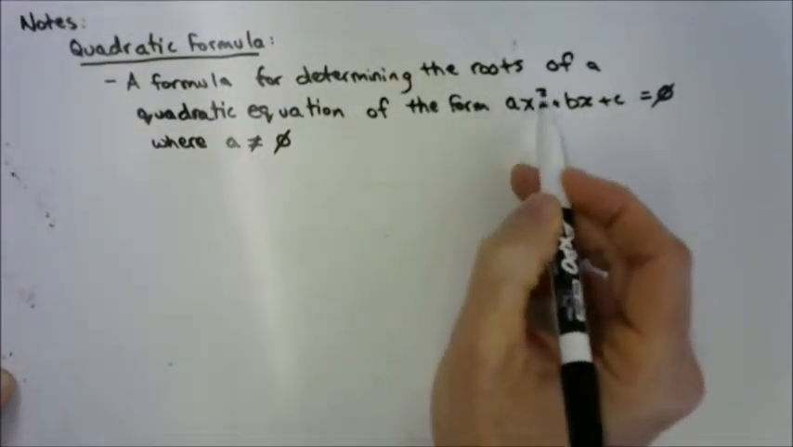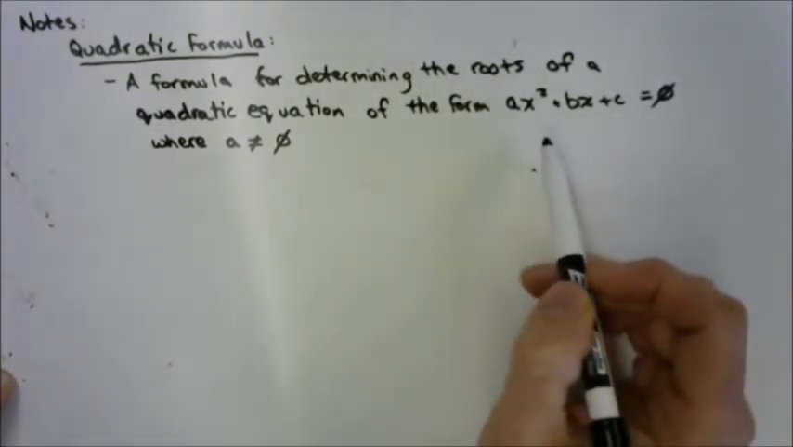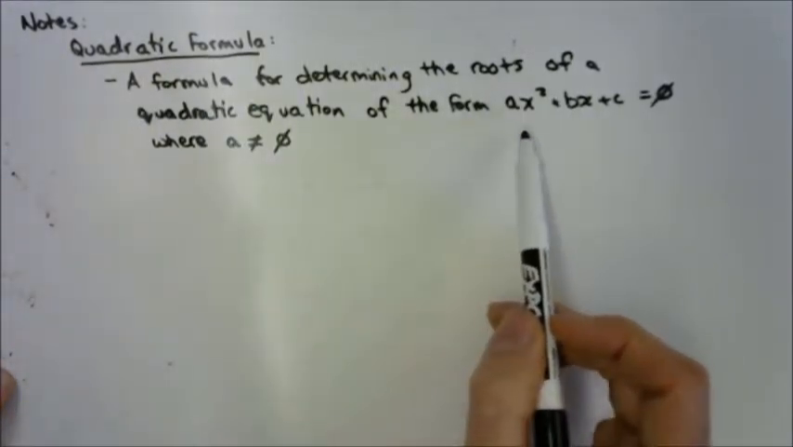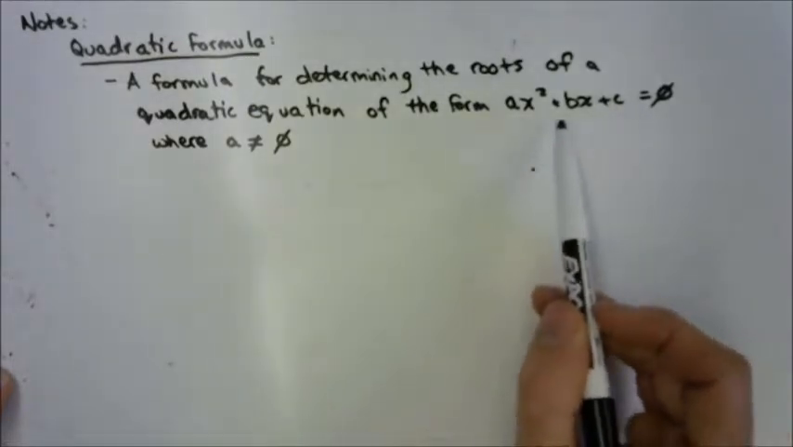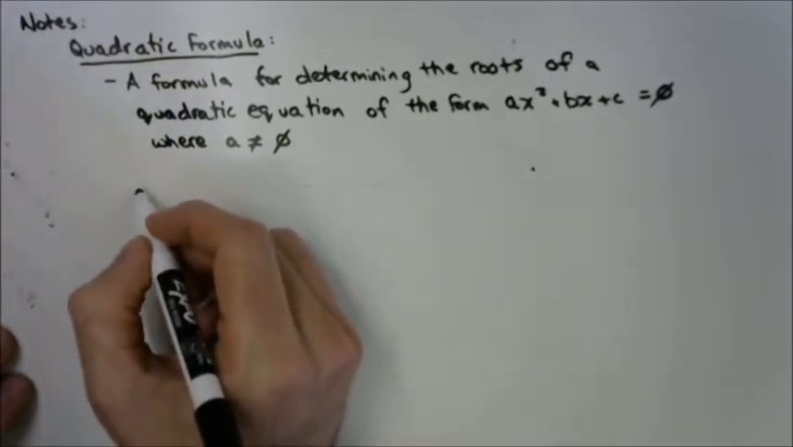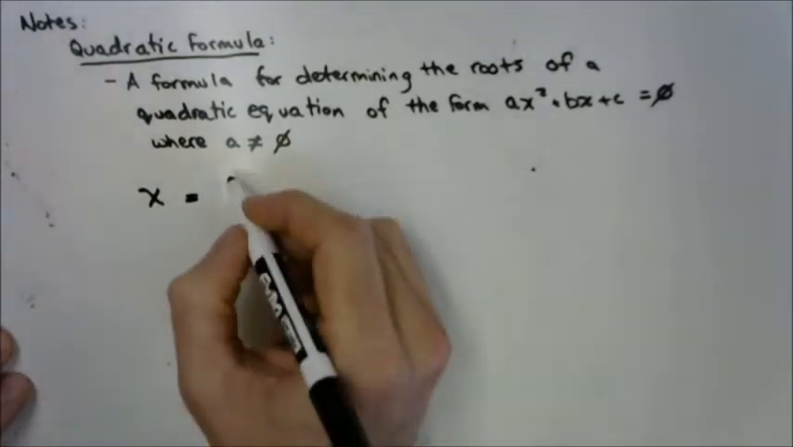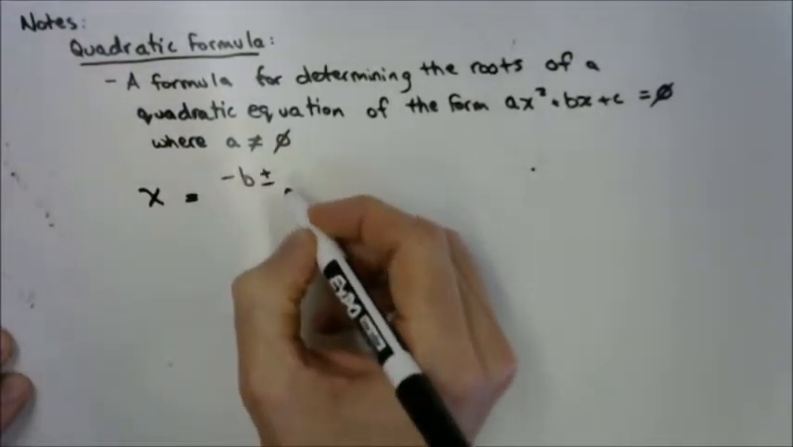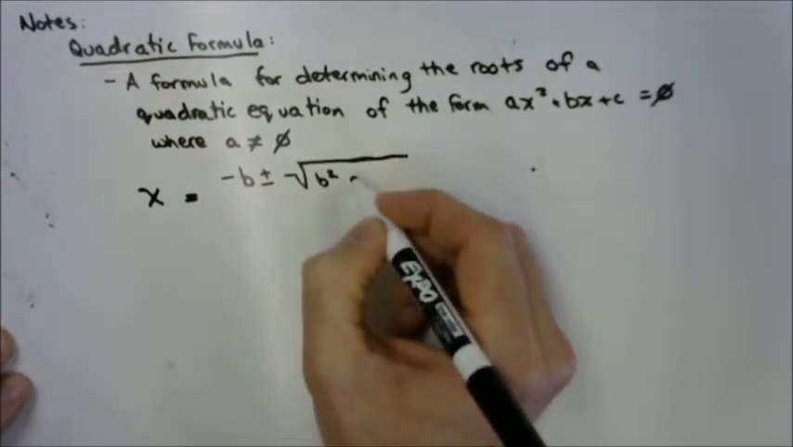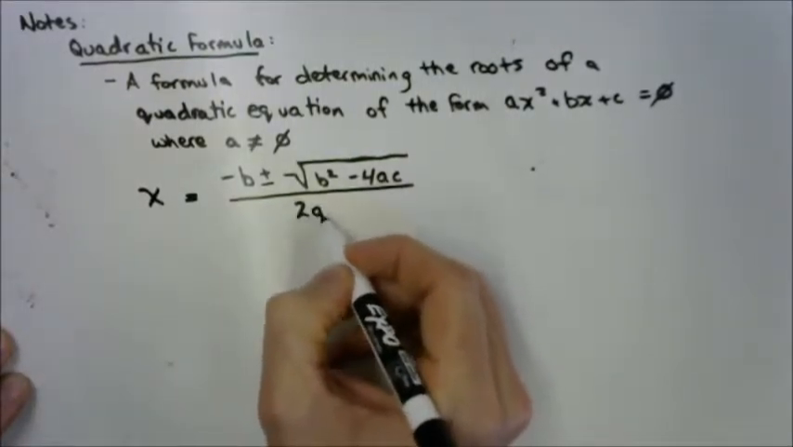A can't be 0 because it would wipe out this whole x squared term, in which case it wouldn't be a quadratic equation at all, it would be linear. But this quadratic formula will work for determining the roots of a quadratic equation given in the form ax squared plus bx plus c, which is standard form, equals 0, where a cannot equal 0. And here's the quadratic formula. It tells us that in any situation, x is going to be equal to negative b plus or minus the square root of b squared minus 4ac, and that whole thing is going to be over 2a.